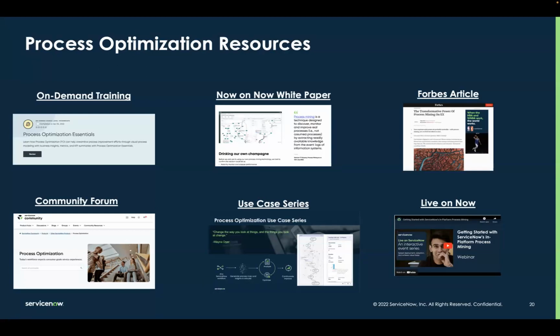We've got an on-demand training course on the Now Learning site called Process Optimization Essentials, a self-paced course, free. It's usually about 90 minutes. That's 45 if you do it at 2 times speed. Very helpful to help you get the basics.